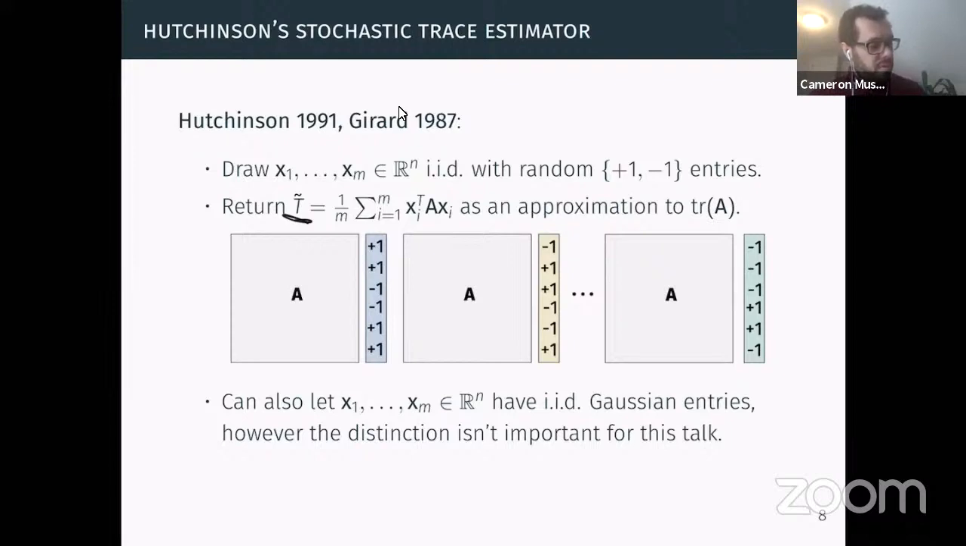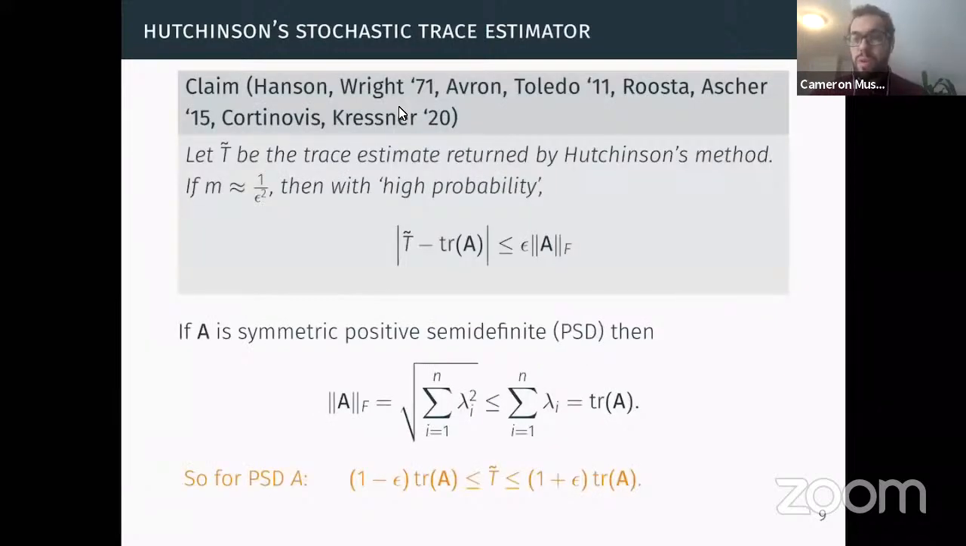Okay. So what sort of approximation does Hutchinson's method give us? There's been a lot of work on this. I'm not going to cite it all here, but here's a sampling of different papers that give bounds for the accuracy of Hutchinson's. And actually, if you want bounds that are not super tight, you can just analyze the expectation and variance of the estimator very easily, and you'll get a bound that is roughly what I'm presenting here.